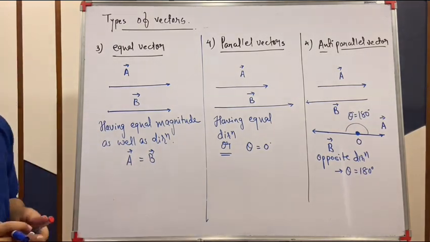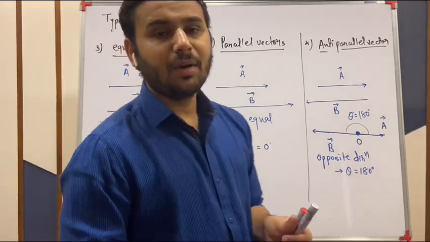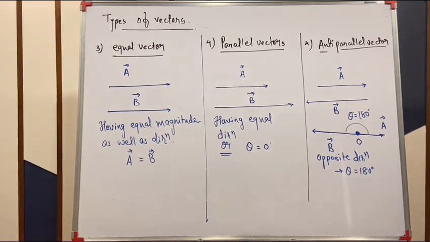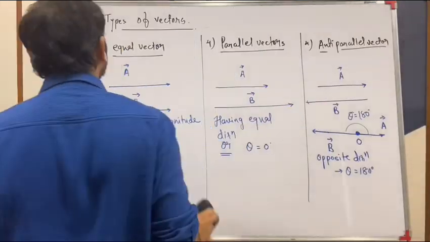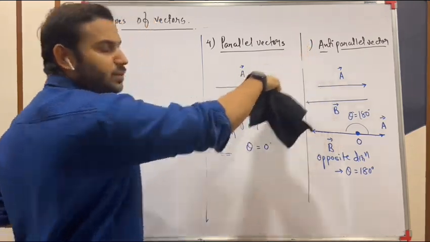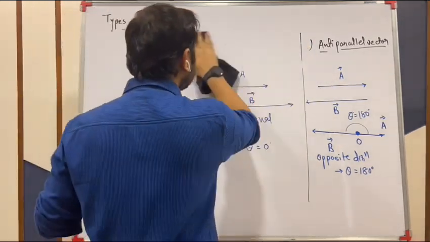After that, let us write about opposite vectors. You please note down this. This was the fifth type, wasn't it? This was fifth. 4, 5.